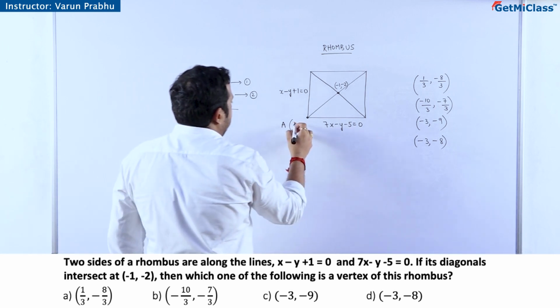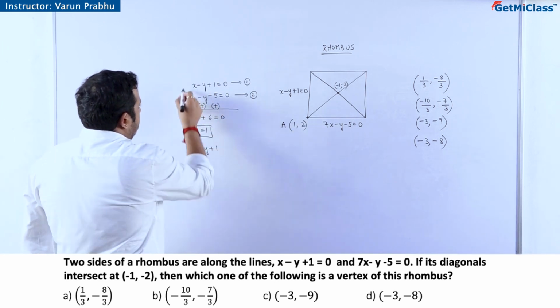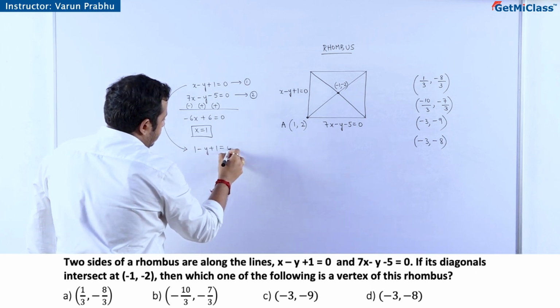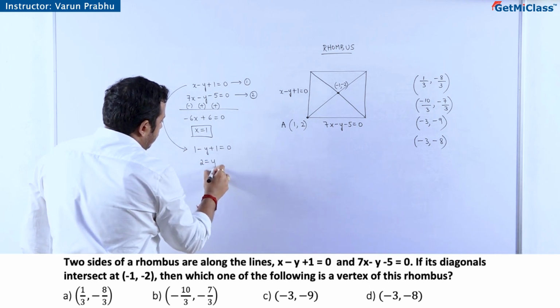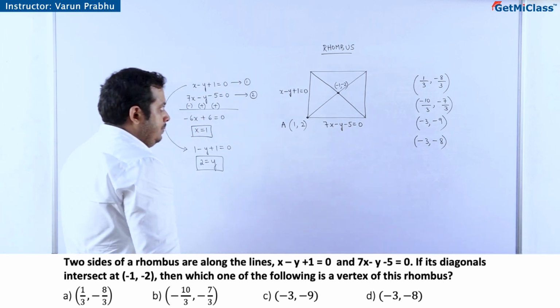If x is 1, then what's the value of y? Substitute here: 1 minus y plus 1 is equal to 0. So the value of y is equal to 2, which means this point will be (1, 2), right?